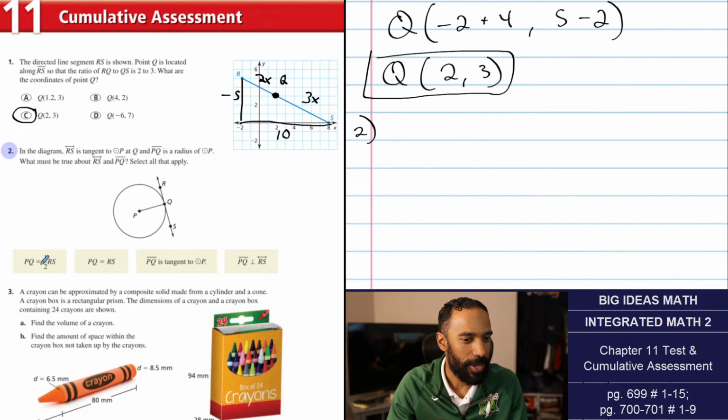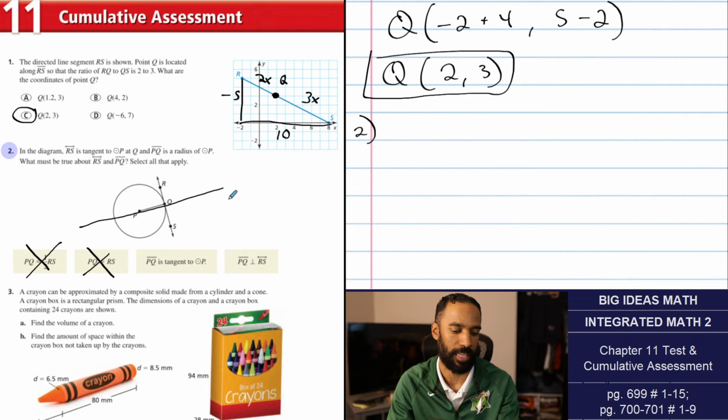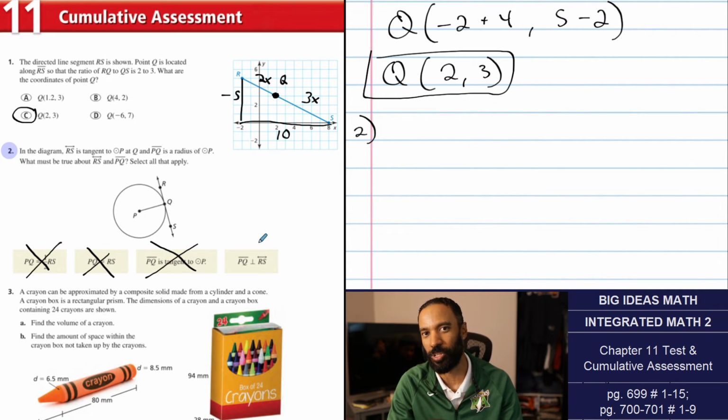Oh, PQ is half of RS. I don't know anything about RS's length, so no idea about RS's length whatsoever. PQ equals RS. I know nothing about RS's length. PQ is tangent to circle P. No. It touches once, but it's not the touch once that we're talking about. If we extended this infinitely, it would touch twice. That's not the kind we're talking about. So I guess this is just multiple choice. I thought it was multiple selection.